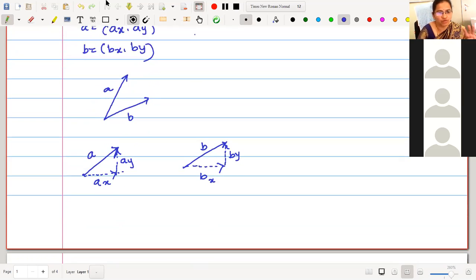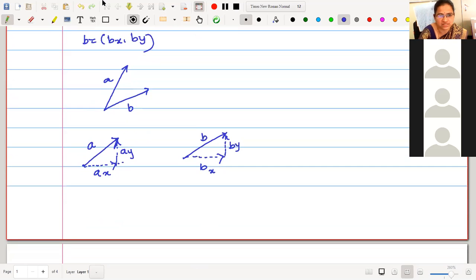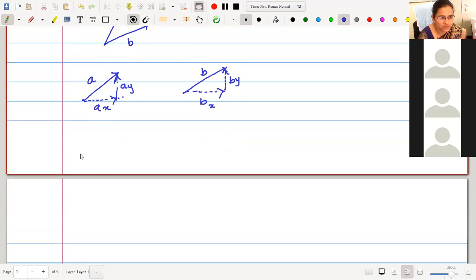Then, as we have four different components in our hand, what is the possibility for the multiplication? The possibility for the multiplication is: first combination is AX, BX. Second combination is AY, BX. Third combination is AX, BY. And the last combination is AY, BY. This gives all possible combinations of the components of the vectors A and B respectively.